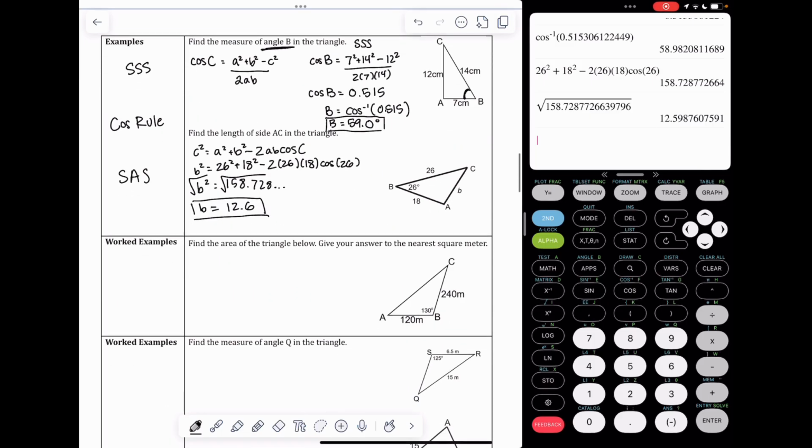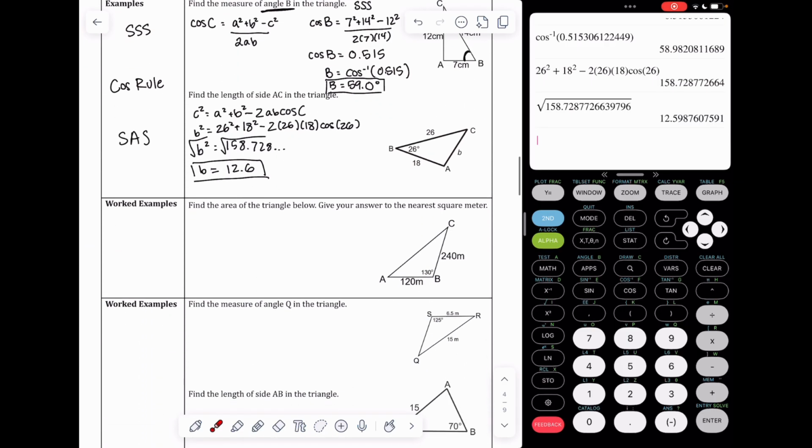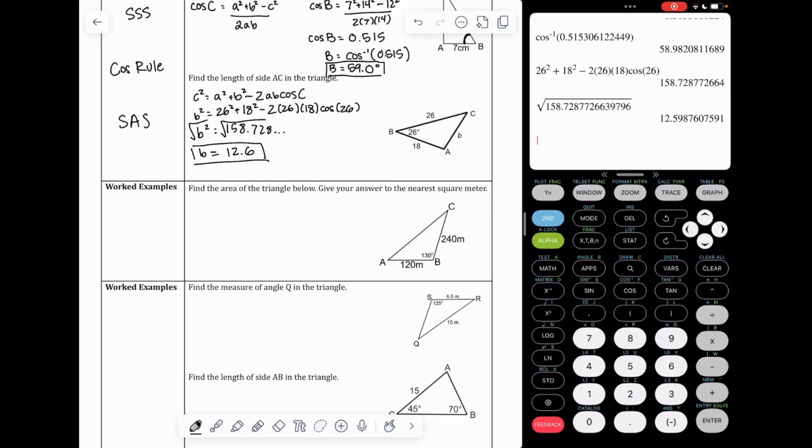Here, find the area of the triangle below, and give our answer to the nearest square meter. So our goal here is to find the area. That means we're probably going to be using that snazzy new area formula we got up here, where we have 1/2 ab sine C. So here we've got area equals 1/2 ab sine of angle C. So that will be 1/2 times 120 times 240 cosine of 130.